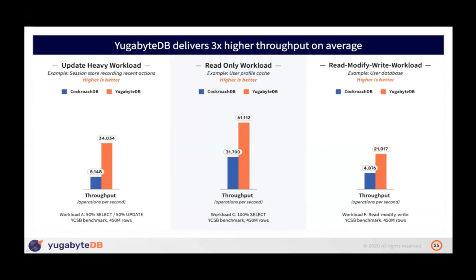And similarly for the reads, you find that Yugabyte is nearly 2x what Cockroach is doing in terms of operations per second. That's workload C, a pure read, just a select workload. And workload F is a read modify write, where Yugabyte is able to do 21,000 and Cockroach is about a fifth, at about 4.8K. If you want to look at the entire breakdown across all the workloads and what it yields with respect to range and hash and what the differences are, all of that is in our blog. You can read it there.